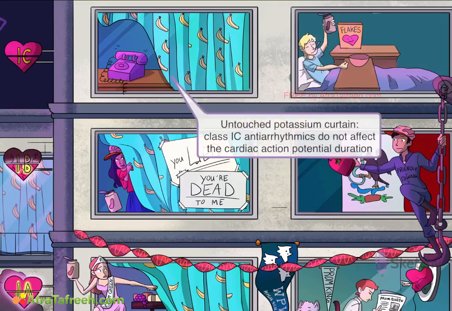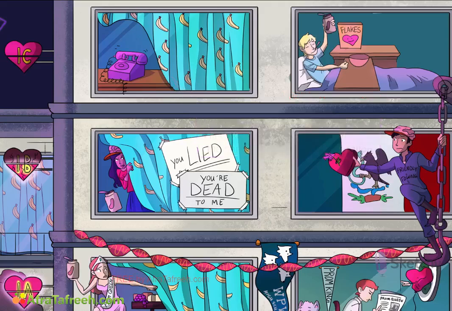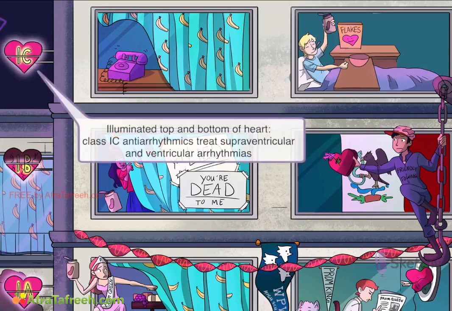Also, take one last look at that potassium-enriched drapery print. Those curtains are untouched. Class 1C drugs do not affect action potential duration. Class 1C antiarrhythmics can treat both supraventricular and ventricular arrhythmias, and notice that the light outside is untouched as well. Both the top half and the bottom half of the 1C sign are shining brightly.